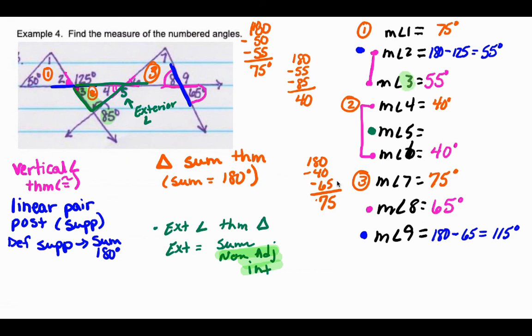So I have to use angle 3 and this 85 degree angle, and I'm going to get their sum. So I'm going to add them together. So I'm going to add the 55 for angle 3 and the 85, and I get 140 degrees. And now we have all 9 of those angle measures.